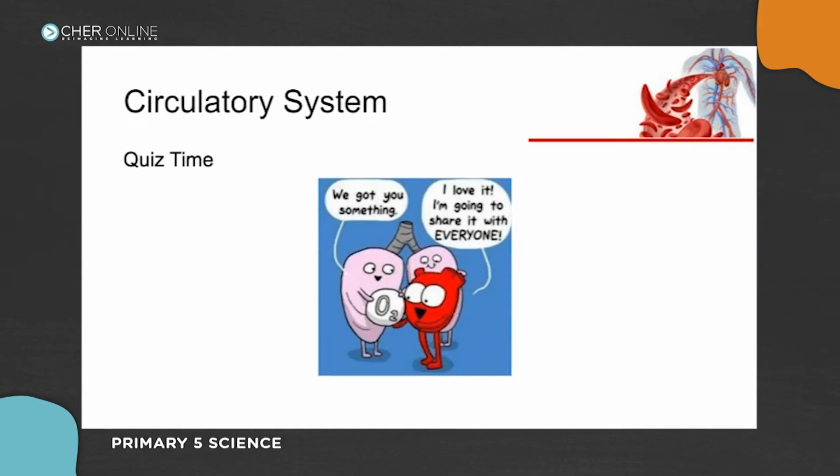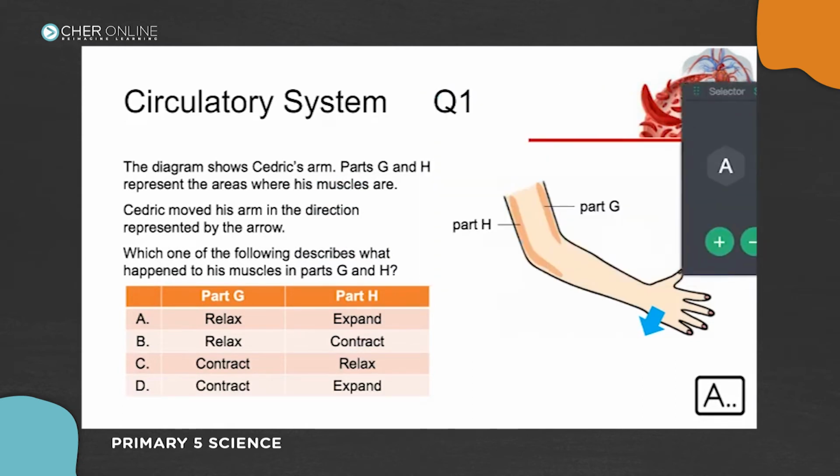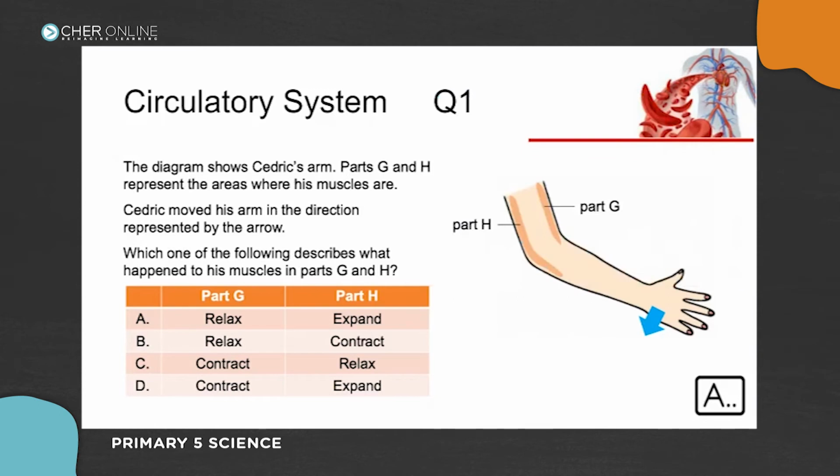So now let's do a quick quiz. We have time for it. The diagram shows Cedric's arms. So these are all purely MCQ. And for this part, there could be more than one correct answer per question. All right, so take a look.